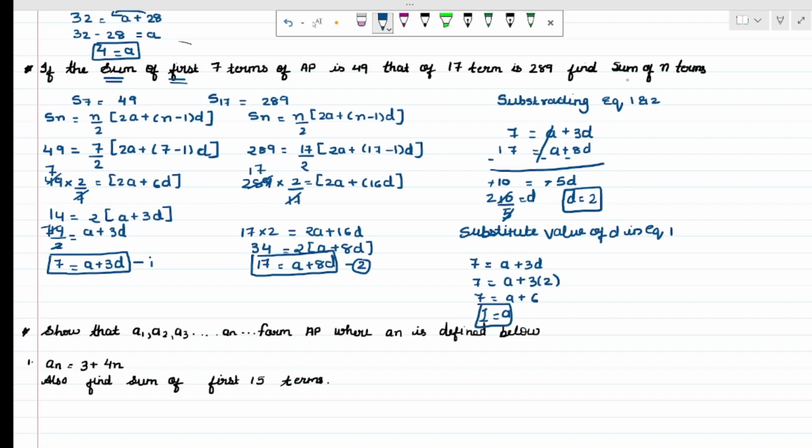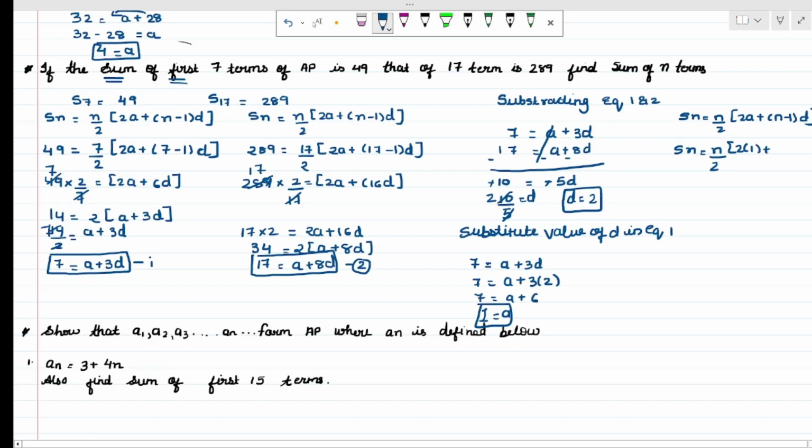Now what is the question's answer over here? We need to find the sum of n terms. So write down the formula: Sn is equal to n upon 2 times (2a plus (n minus 1) d). Now, for Sn, we don't know n, so you will write n terms. That means your n will be your n only. 2a, what is my a? My a is 1, plus (n minus 1). What is my d? My d is 2.